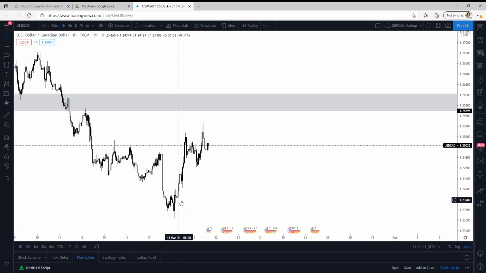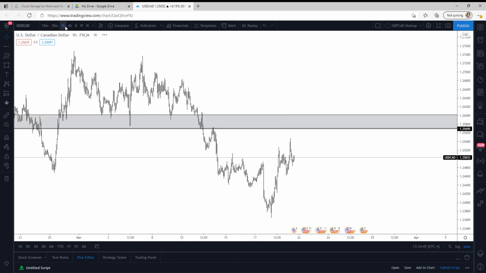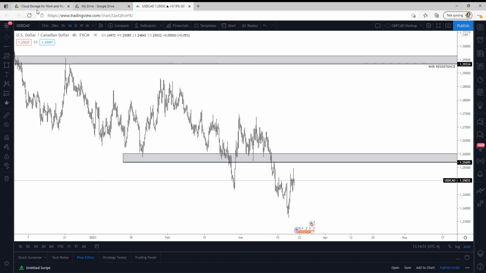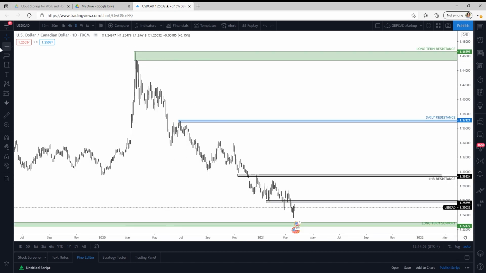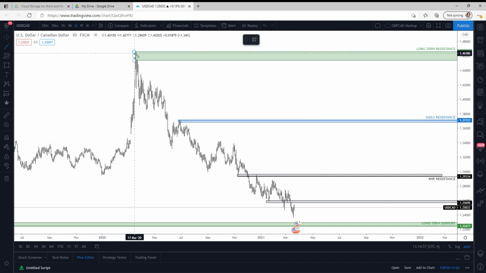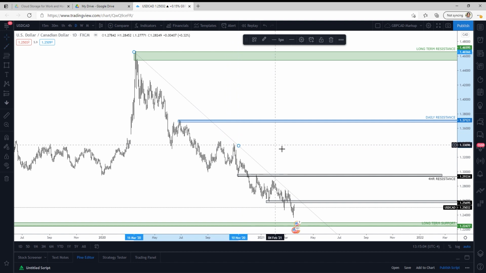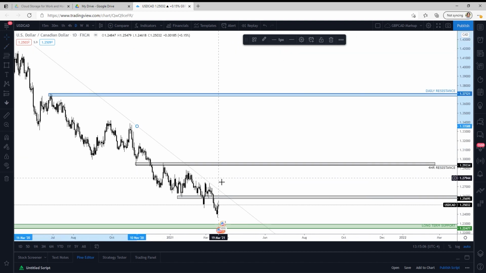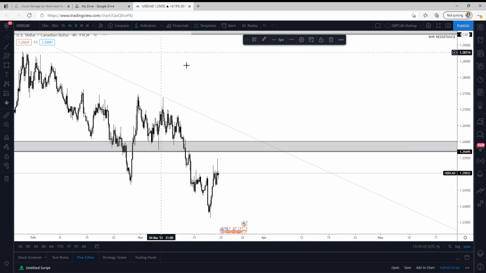So this is 1, 2, 3, 4. Let me draw in my trend lines. So I'm going to grab my ray tool, and I go from swing high to swing high like a tabletop. You can't cut through candles. So the next touch that it makes is right here.